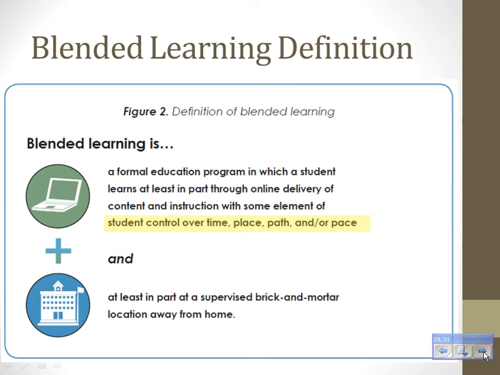This is my last picture. Their definition of blended learning again. The big thing I highlighted: student control over time, place, path, or pace. It's the big thing that needs to differentiate online and blended. Okay?